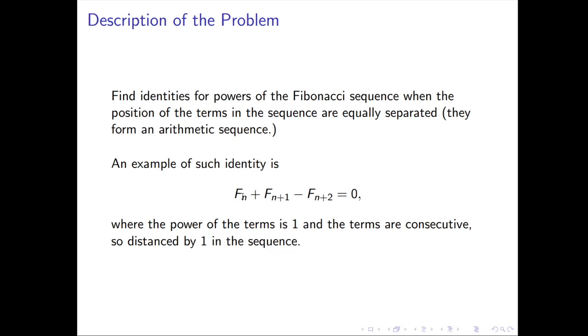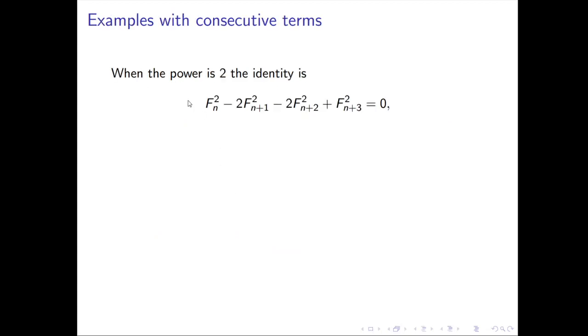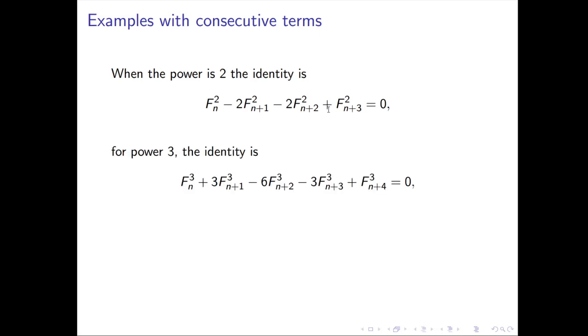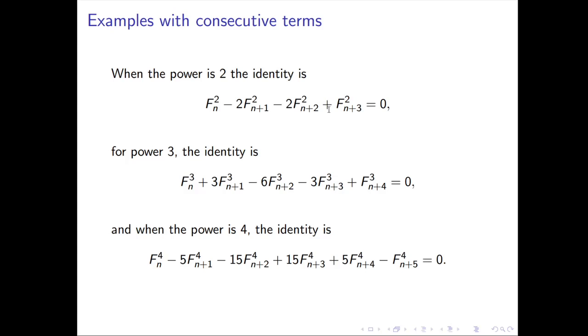So in the case that you look at equally spaced by distance 1 consecutive terms of the Fibonacci sequence, that problem was solved by Jarden. So, for example, when the power is 2, this identity found by Jarden is f_n squared minus 2 f_{n+1} squared minus 2 f_{n+2} squared plus f_{n+3} squared is equal to 0. And he did this for any power. Power 3, this is the identity for power 3, power 4, etc. So these are all well-known identities for consecutive terms of the Fibonacci sequence by changing the power 2 to 3 to 4, etc.